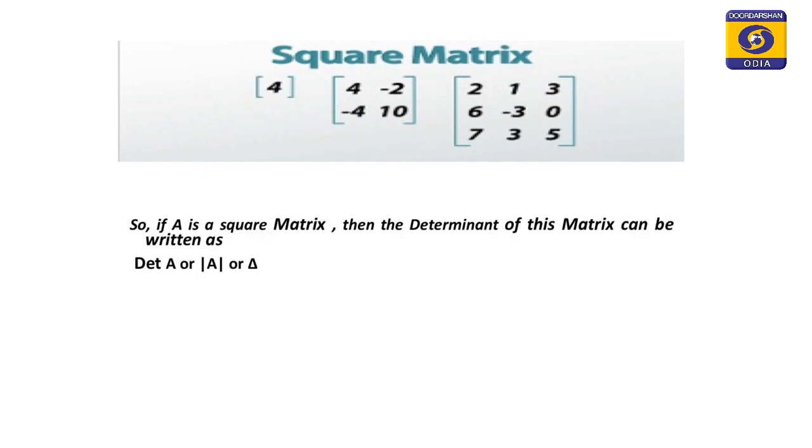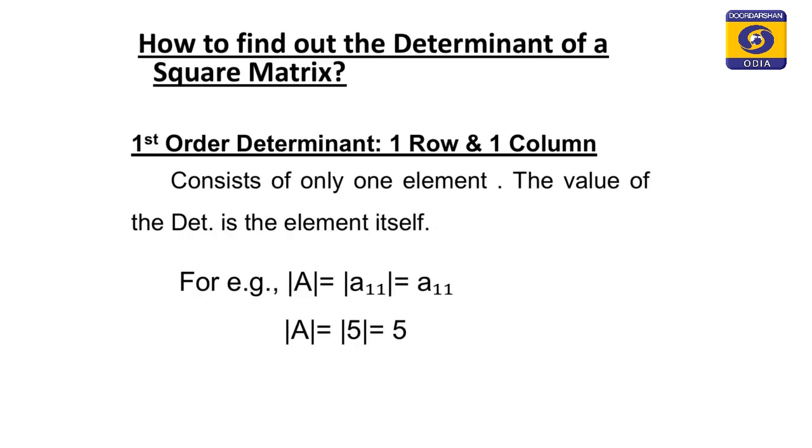Now if A is a square matrix, then the determinant of that matrix is written as DET, the short form of determinant, A, the matrix identity, or you can write A in between two vertical lines, or you can put the delta sign. So the delta sign is a small triangle shaped sign, it is the symbol for determinant, right. Okay. Now let us find out the ways of finding out the determinant of matrices.